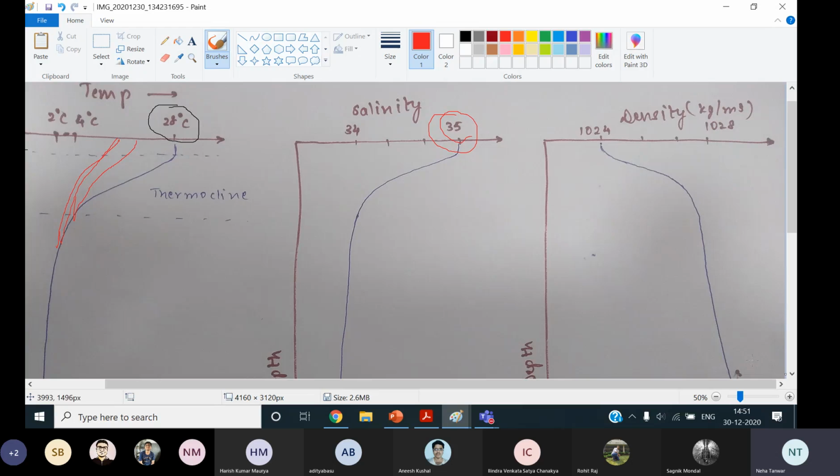Now let's move to density. So density is determined both by temperature and salinity. So can we have density like this? Where's my pencil? Can we have salinity like this? Salinity profile? The one that I have drawn in green?